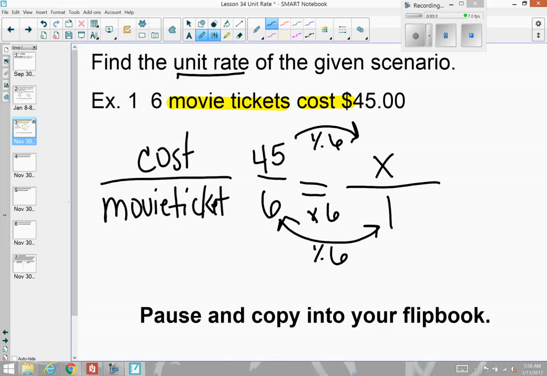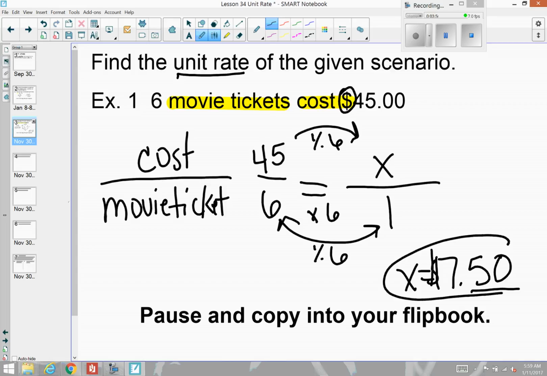If we do 45 divided by 6, we get that x is equal to 7.5. Well, what does that mean? Since we're talking about money and we have a decimal value, that means this is our change value, our cents. So this is going to be $7.50. We always need to add that extra number there. So therefore, one ticket is going to cost $7.50. Go ahead, pause, and copy this into the other part of your flipbook under unit rates.